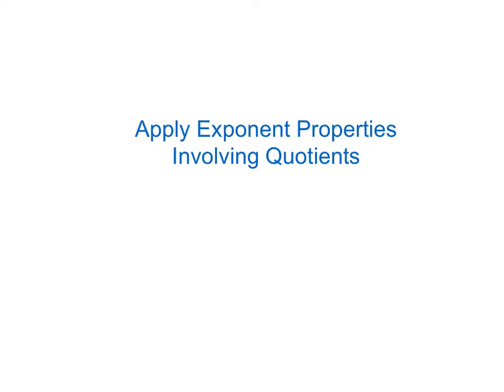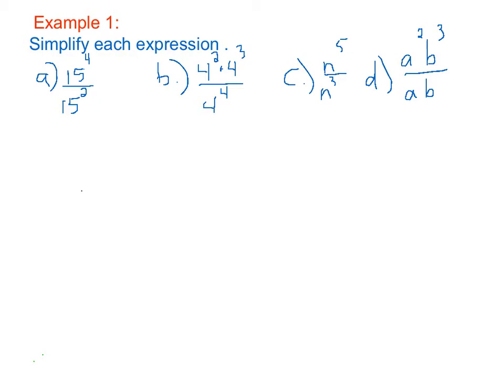Alright, we're going to continue talking and working with exponents. Now we're going to look at when we have to divide. If we look to simplify these, looking at part A, we have 15 to the fourth divided by 15 squared. If we write that out expanded, we have 15 times 15 times 15 times 15 all in the numerator. The denominator, we have 15 times 15.